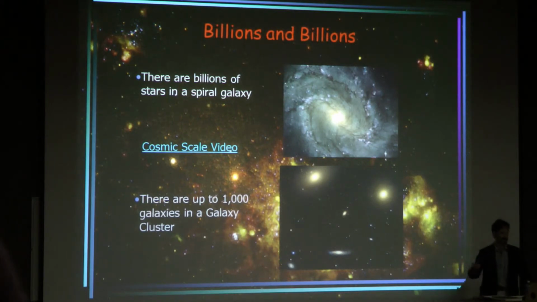Okay, so the hierarchies go on and on. There's billions of stars in a spiral galaxy. There's no doubt billions of galaxies in the universe that we can see.